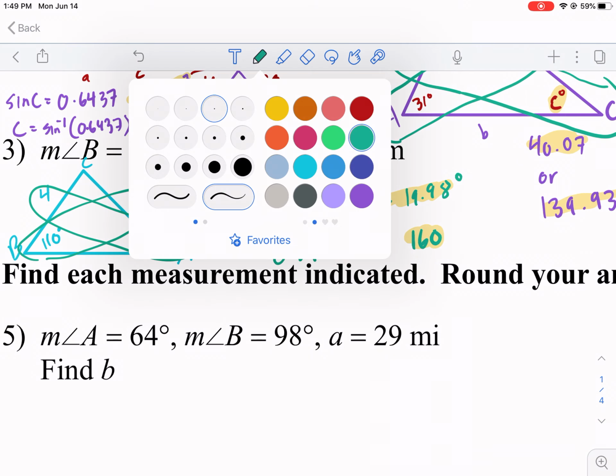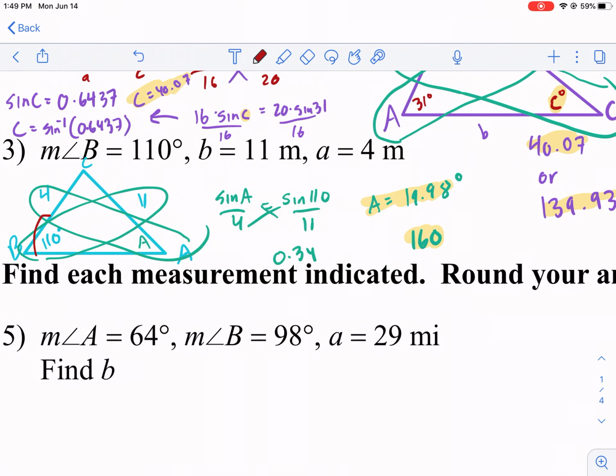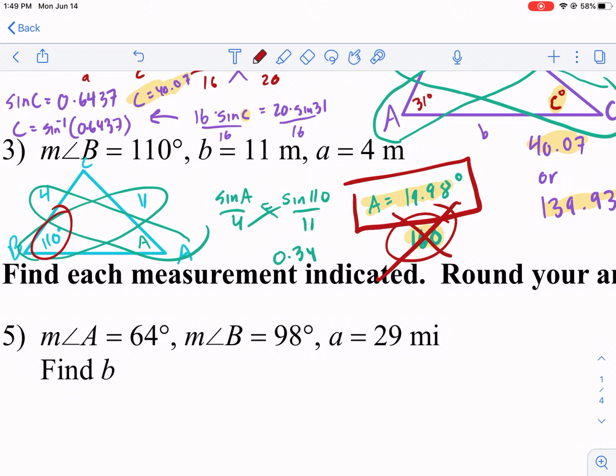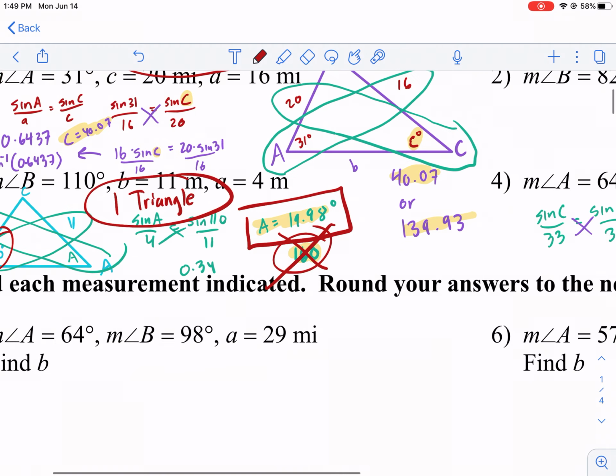Now, clearly, if we add 110 plus 20, that's less than 180. But what happens if we do 110 plus 160? It's well over 180, so it can't be that angle. It can only be this angle, so that means there's only one triangle that can be formed here. That's what one triangle looks like.